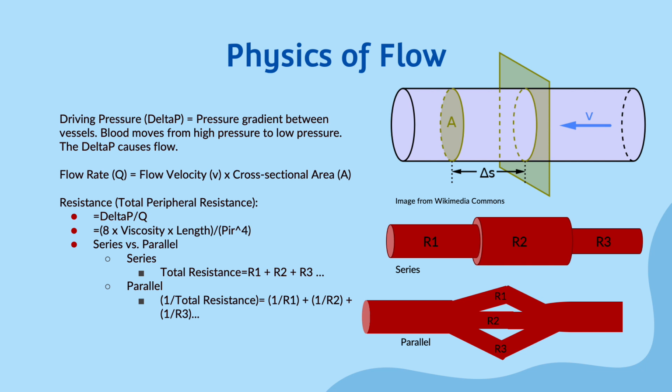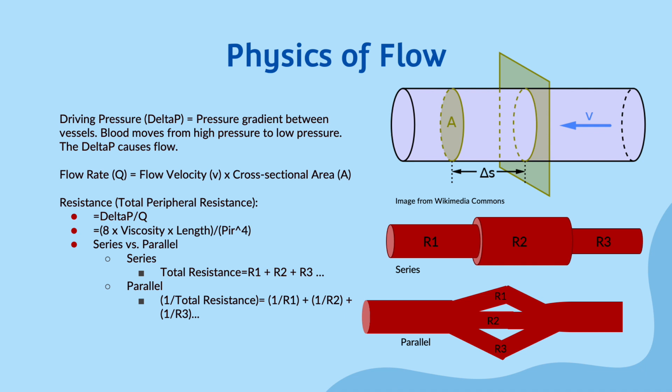It is also worth mentioning here that increasing the radius of a vessel decreases the resistance dramatically. According to the formula, a doubling of the radius decreases the resistance by a factor of 16. Be aware of this effect.